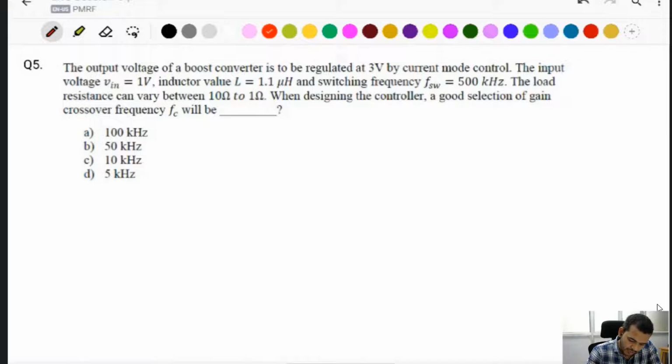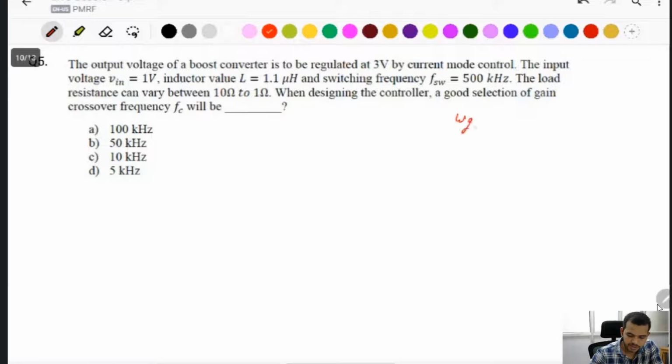When designing the controller, a good selection of gain crossover frequency, omega GC, is needed. Omega GC is the most important thing in the design of the controller. This is defined as the bandwidth of the controller. What is your gain crossover frequency, and the gain is 1 by root 2 of total gain. This one is the bandwidth of any system. Then omega GC should be less than that.